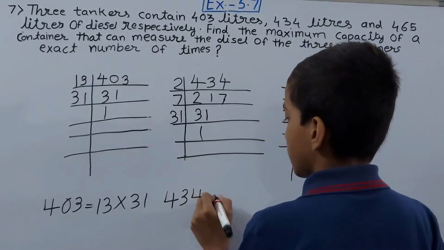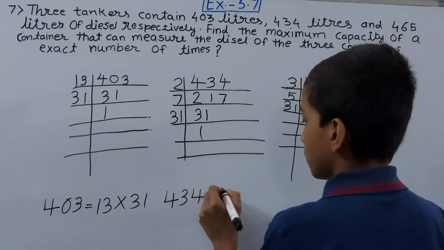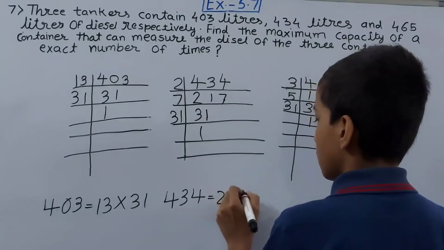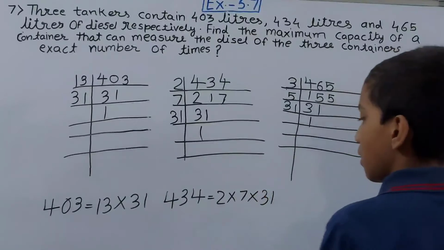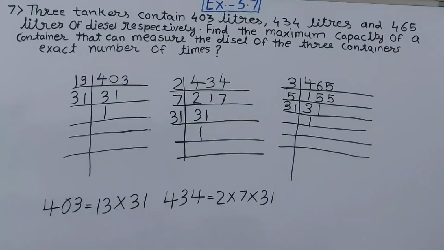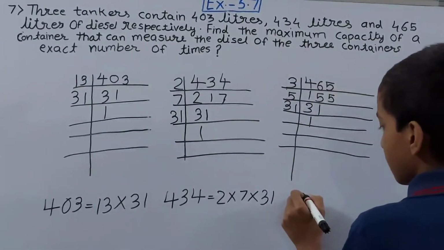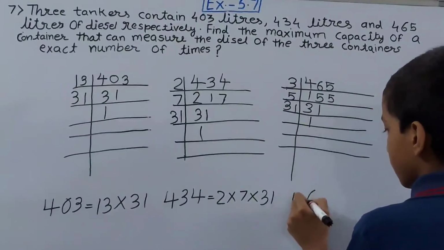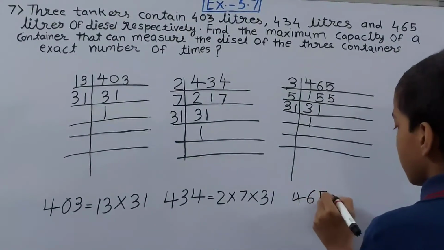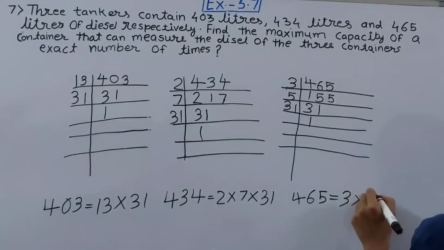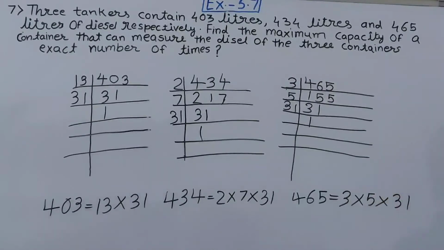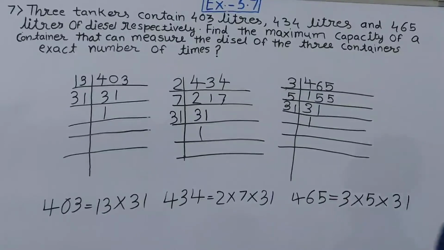So 434 is equal to 2 into 7 into 31. Alright, and now 465. So 465 is equal to 3 into 5 into 31. Now we have jotted down the factors of our numbers.